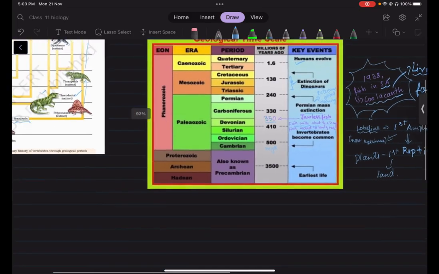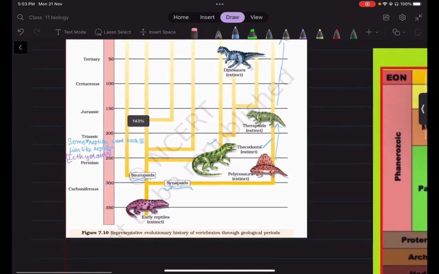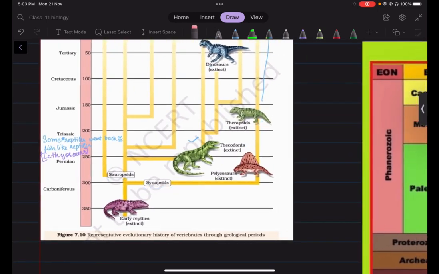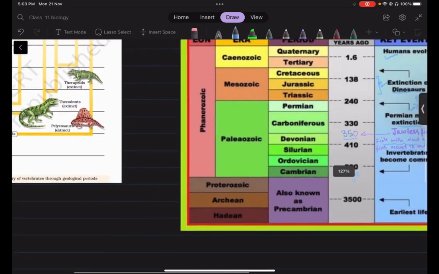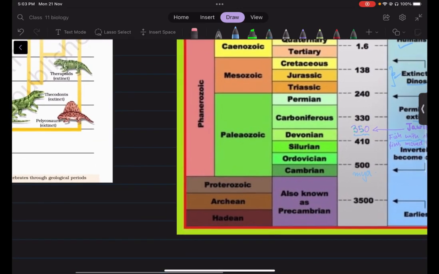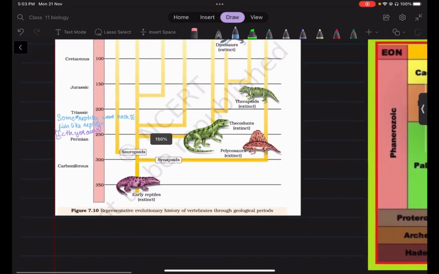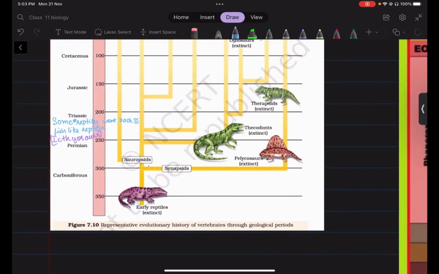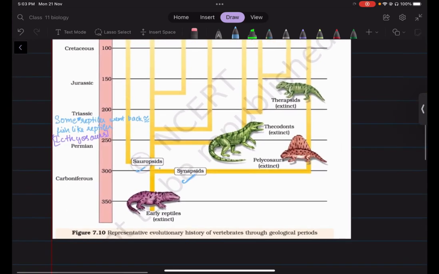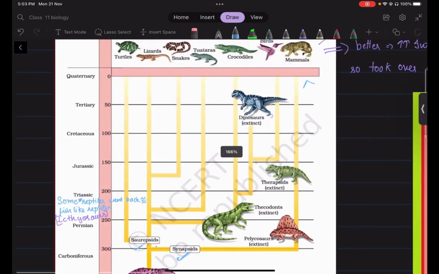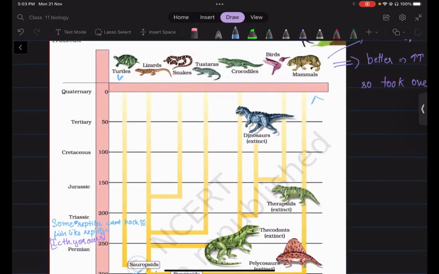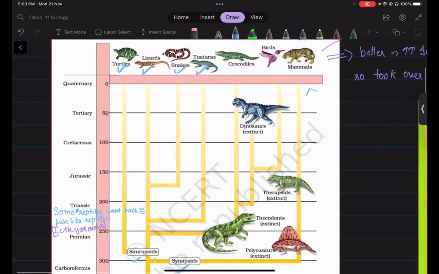So, talking about reptiles, we have early reptiles over here. Basically, 350 million years ago, between the Devonian and the Carboniferous period, our early reptiles evolved into two groups, sauropsids and synapsids. Sauropsids later gave rise to many modern reptiles like turtles, lizards, snakes, tuataras, etc.